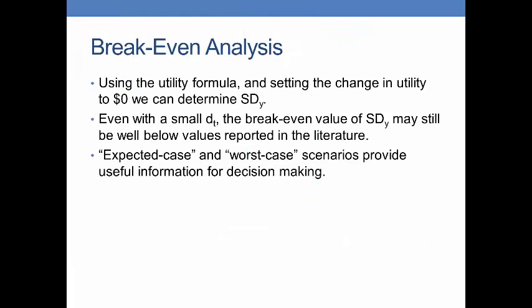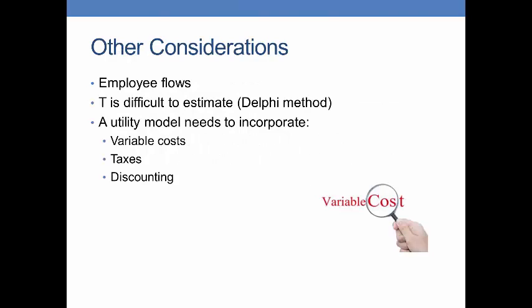We can use the utility formula by setting delta U, the change in utility, to 0 to actually work out our break-even point, which could be very useful. By calculating the utility and break-even values for our training program, we can respectively determine our expected case and worst case scenarios. In the utility formula, we need to estimate T, the expected duration of the benefits of the training, which, if you think about it, is quite difficult.